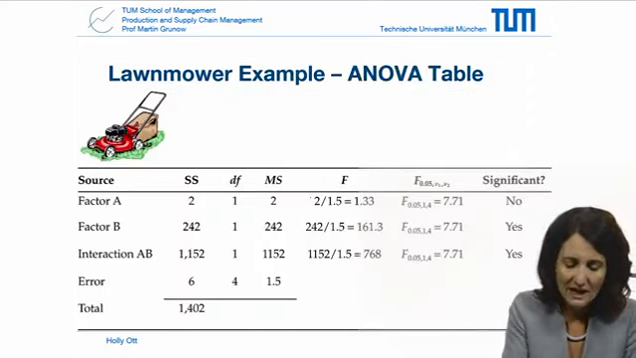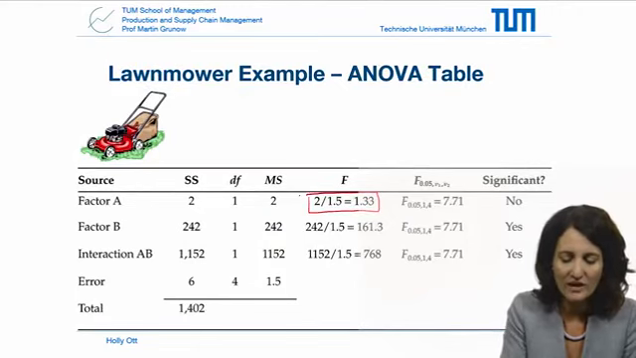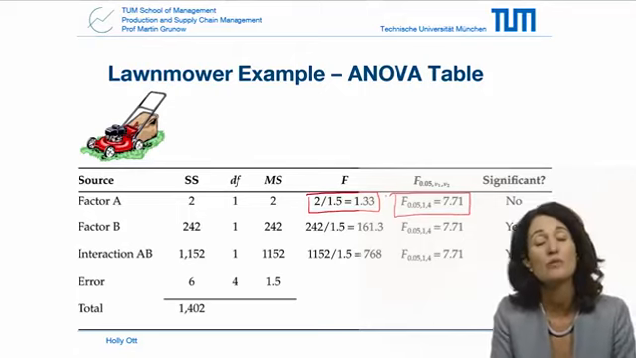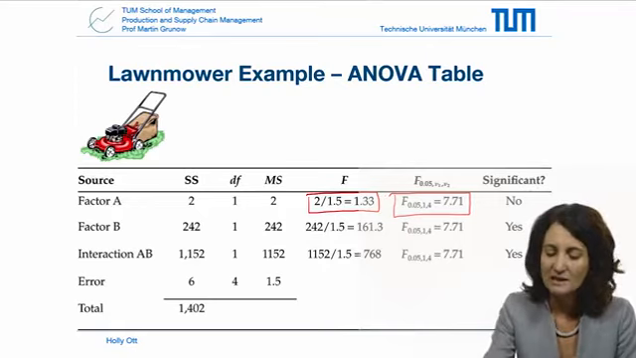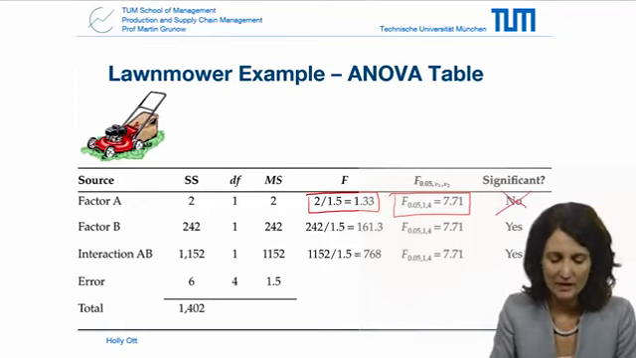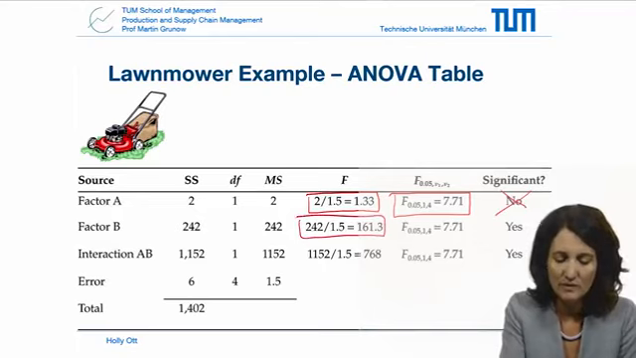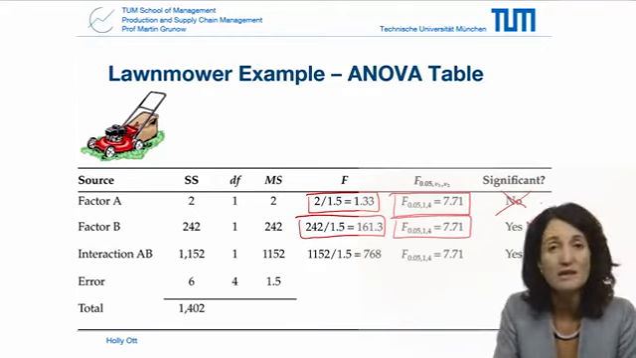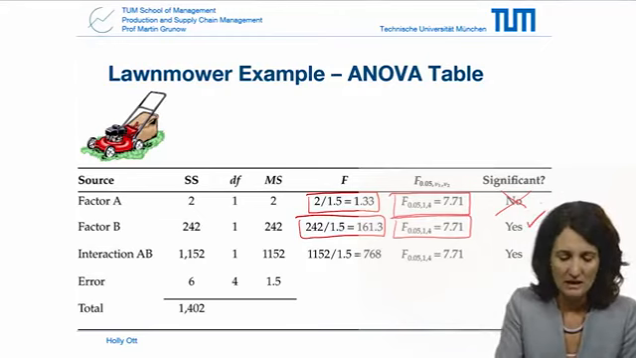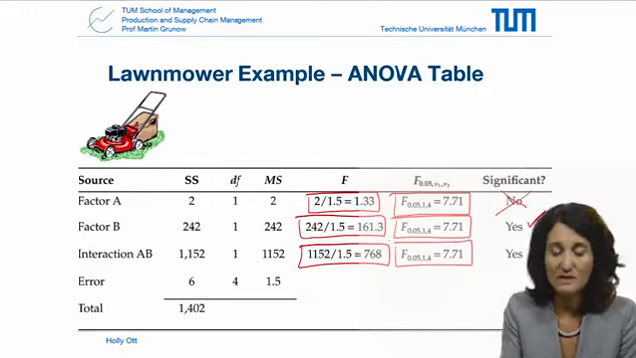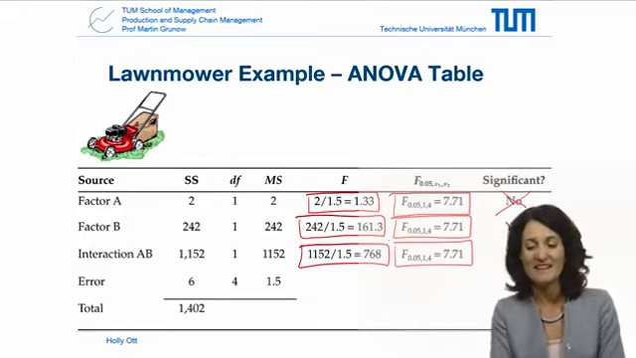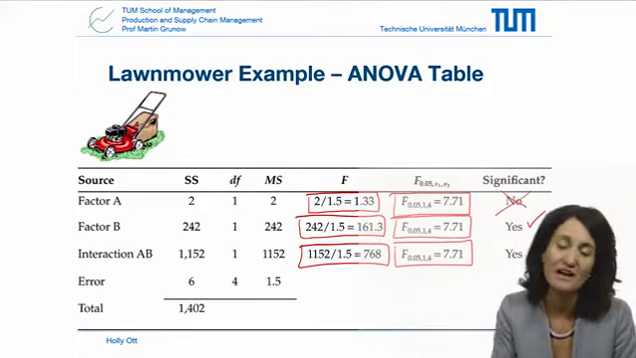So what do we find out? Well, the F value was 1.33 for factor A. The critical value is 7.71. Is 1.33 greater than 7.71? No. Factor A is not significant. Factor B, we get 161.3. Is that greater than 7.71? Yes, factor B is significant. For the interaction, 768 versus 7.71. Is that greater? Yes. This means that the interaction is significant.